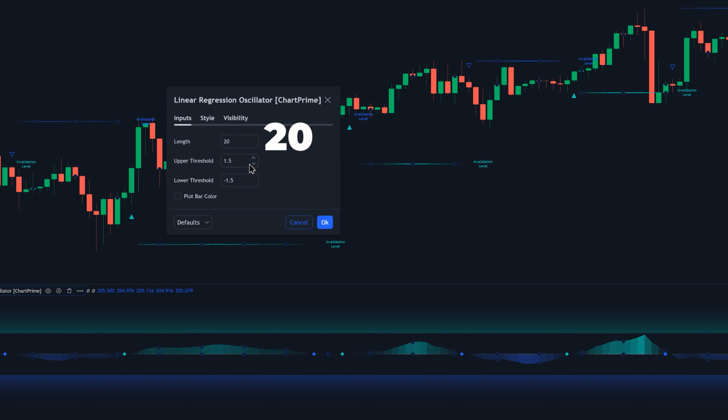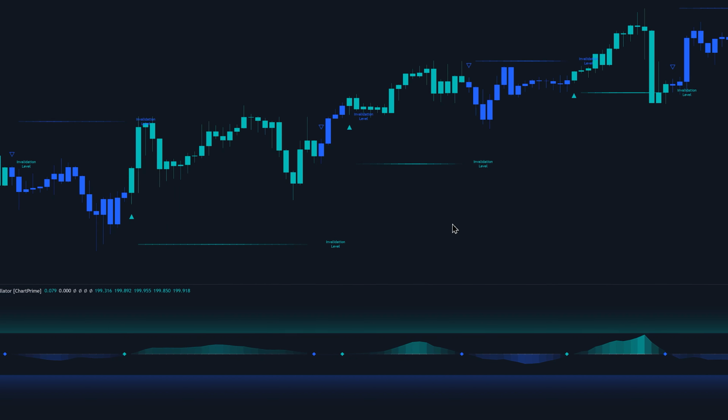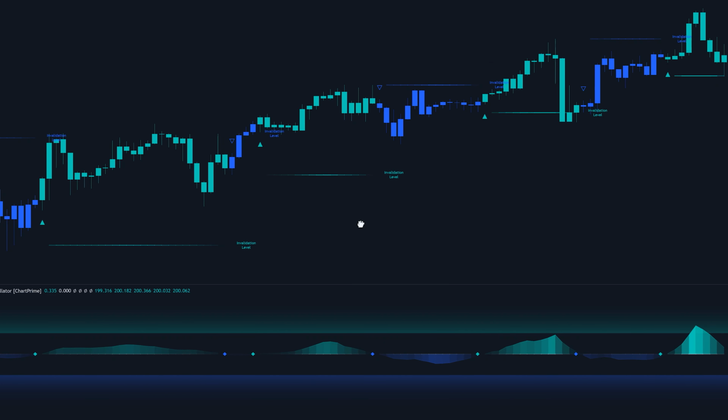And then here we have the ability to change the upper and lower thresholds. These are going to be your extremities for overbought and oversold levels. For our strategy, we're going to stick with the default values. Now, there is also an option to color your candles for a better visual representation of the trend. We're going to enable that. After that, click OK. Next, we're going to go over how we can use this indicator to trade.